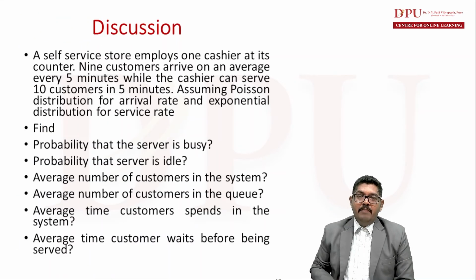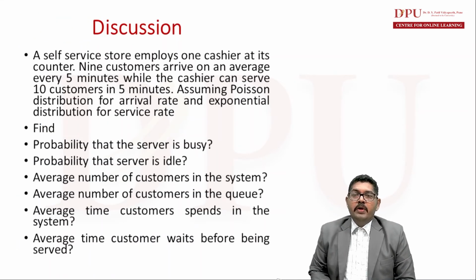So we have an example here. A service store employs one cashier at its counter. 9 customers arrive on an average every 5 minutes, while the cashier can serve 10 customers in 5 minutes. So we are given the arrival rate as well as the service rate. The arrival rate is 9 customers per 5 minutes, and the service rate is 10 customers per 5 minutes. Assume Poisson distribution for arrival rate and exponential distribution for service rate. So we are going to use a model for this.